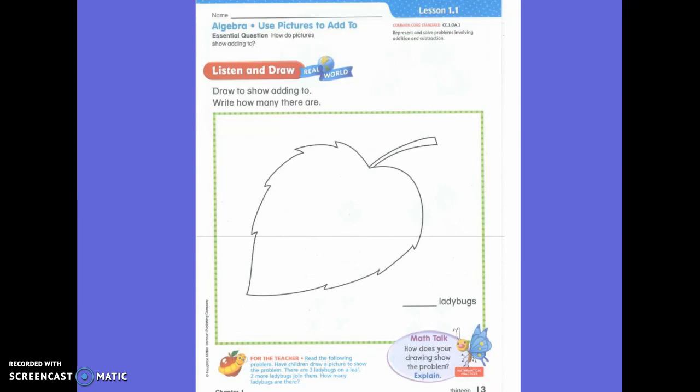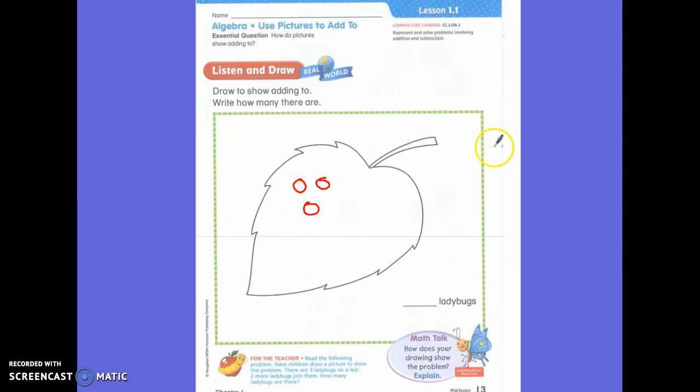There are 3 ladybugs on the leaf. So we are going to draw how many ladybugs? Good job, 3. Two more ladybugs joined them. How many ladybugs are there?